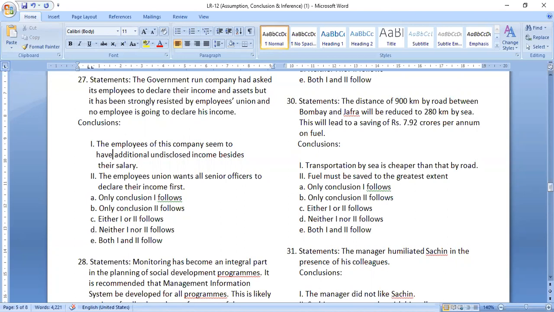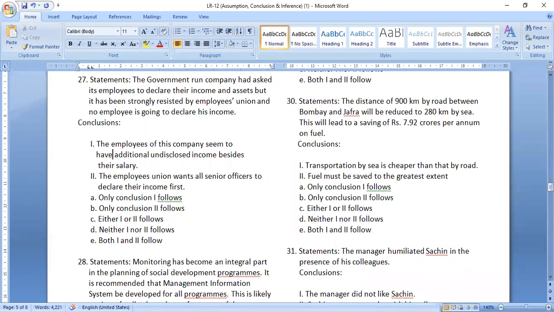Are we sure? If it's the employees of this company seem to have additional undisclosed income besides their salary. So just read the statement. Like I said, the government-run company had asked its employees to declare their income and assets, but it had been strongly resisted by its employees union, and no employee is going to declare his income. Therefore, the employees of this company seem to have additional undisclosed income besides their salary. Is that a sound, possible conclusion? It's a possibility, yes.